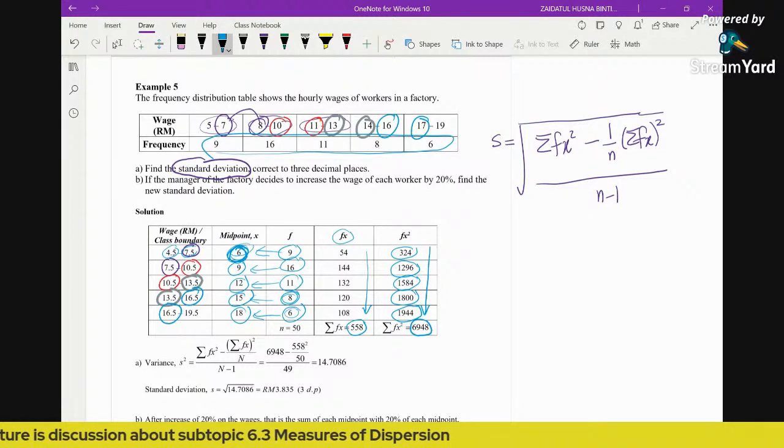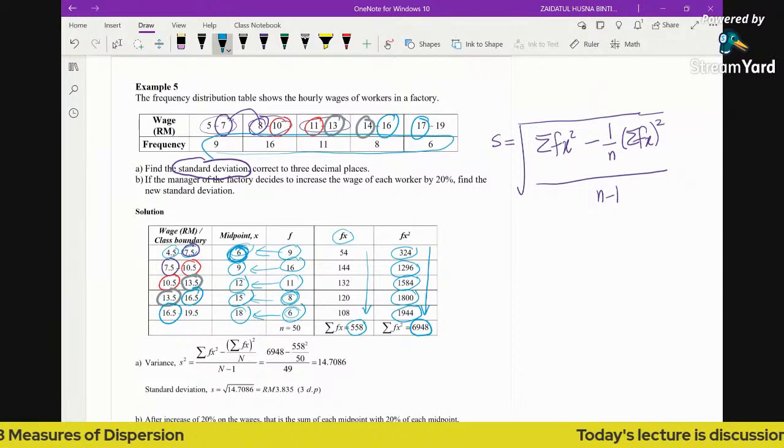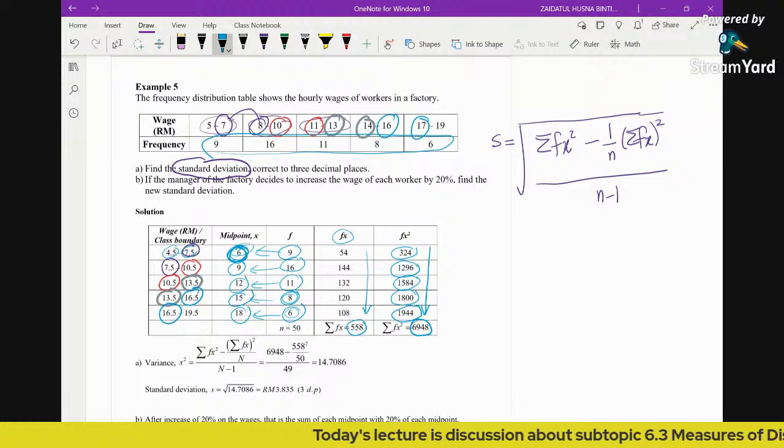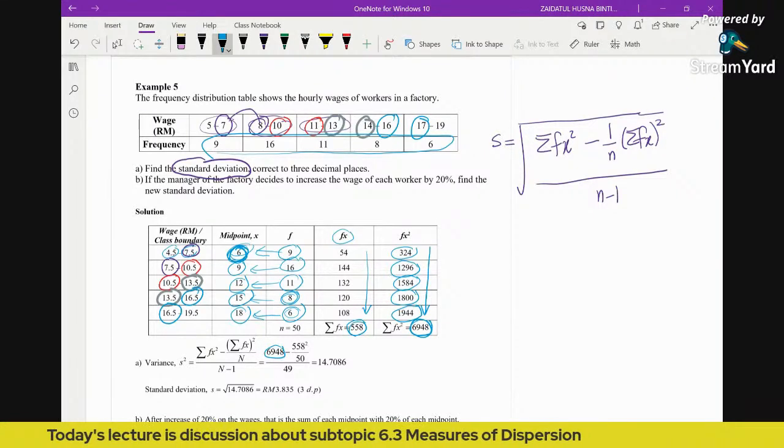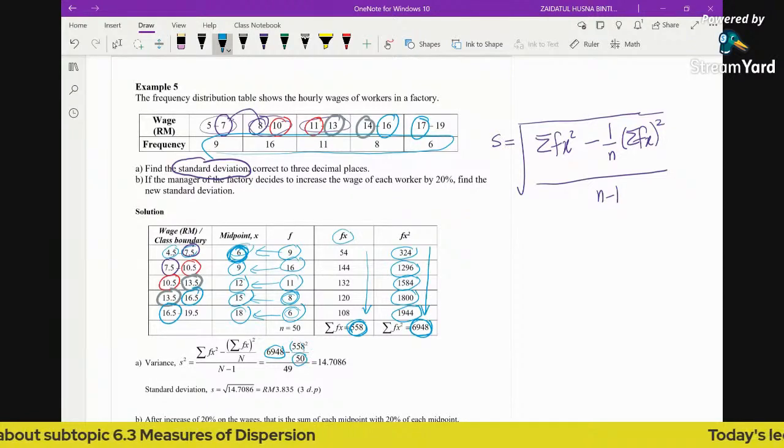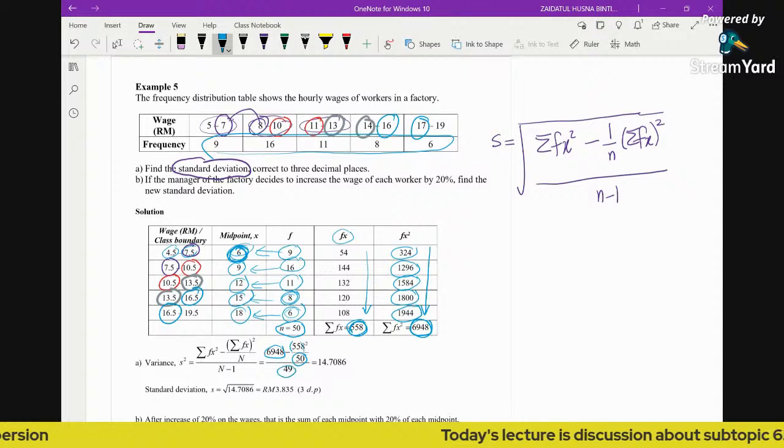After we are done with the table, it's time to substitute all the values into the formula. So now we have the sum of fx squared. This is the value we bring down, minus the sum of fx, this value, and we need to square it. Then we divide by n, which is the sum of f basically, and then divide by n minus 1. So this is the variance that we have.